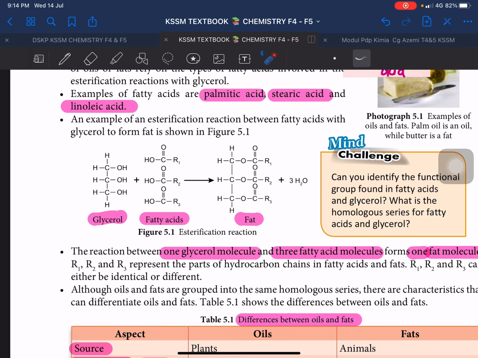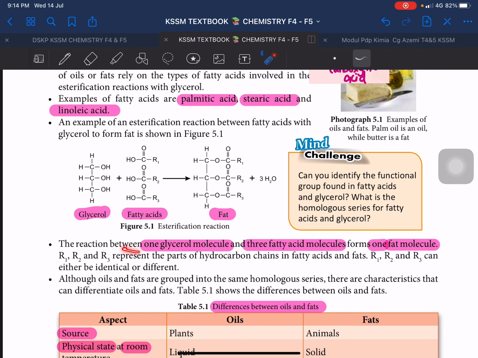Okay? So, this is the esterification reaction between glycerol, which is an alcohol, and fatty acid, which is a carboxylic acid. Look at this, Nina. The reaction between one glycerol molecule, this is one glycerol molecule, and 3 fatty acids. There are 3: 1, 2, 3. They are not connected to each other, okay? These are 3 fatty acids. One glycerol will produce 1 fat molecule.